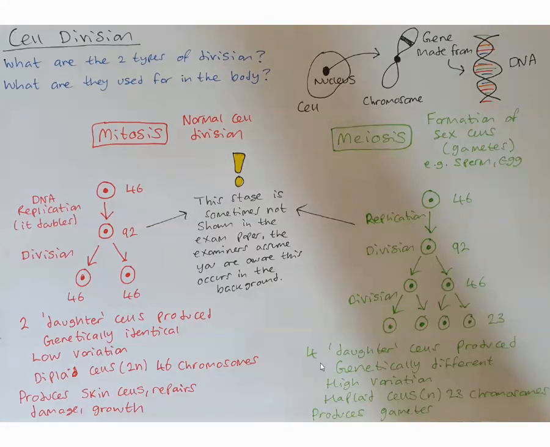So in summary, we've got 4 daughter cells produced in meiosis. They're genetically different now, okay, because we've actually split the information in half. So there's a little bit of variation. So each sperm cell and egg cell will be slightly different, and that's what leads to variation and differences in children, even if, say, you've got the same parents. So there's high variation.